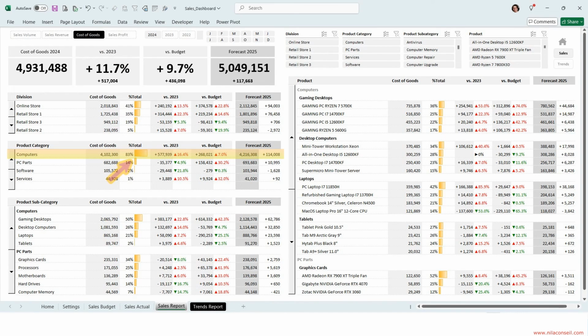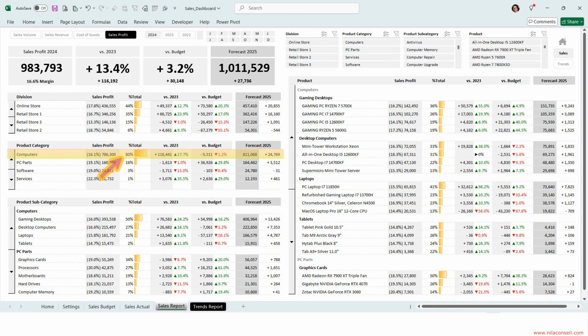The cost of computers represents more than 80% of the total cost of goods sold. They increased by nearly $578,000 this year. They were 7% greater than budget. Costs of software decreased by 21%. They were 0.3% lower than budget. 2025 cost of goods forecast shows that software costs will continue to decrease.